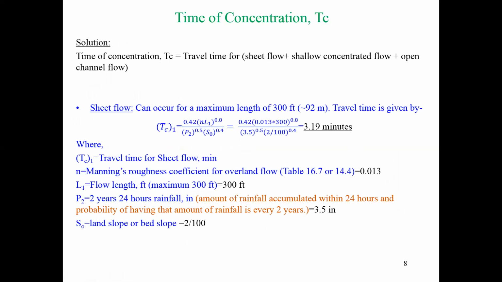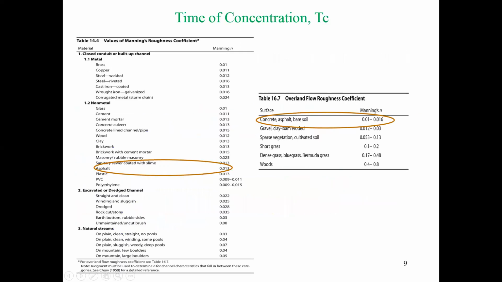There will maybe be no shallow concentrated flow. And now the last thing, N, Manning's N. So we already know the surface type, which is paved with asphalt. We have two resources to find the N values, either 16.7 or 14.4. So let's look at that.